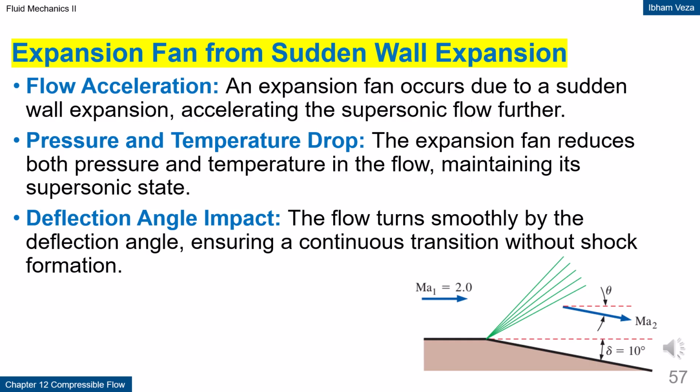When a wall suddenly expands, a supersonic flow forms an expansion fan. The flow is accelerated and turned smoothly without any discontinuity. Pressure and temperature decrease during this process. There is no entropy increase because the process is isentropic. This is the physical opposite of a shock wave.